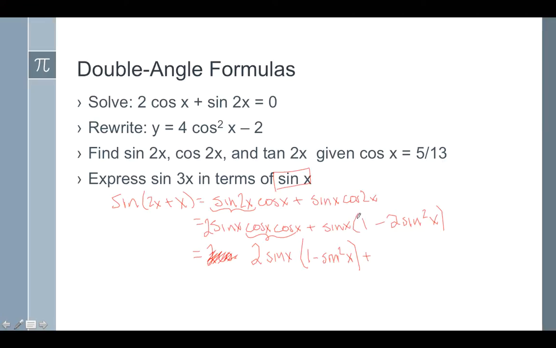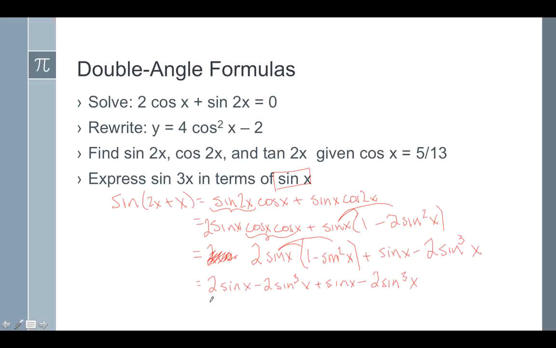And what I can do over here is distribute my sine into both of these, and I get a sine x minus 2 sine cubed x. I'm going to do that down here as well. I'm going to distribute right here. And if I distribute right there, I get 2 times the sine of x minus 2 times the sine cubed of x plus sine x minus another 2 sine cubed of x.